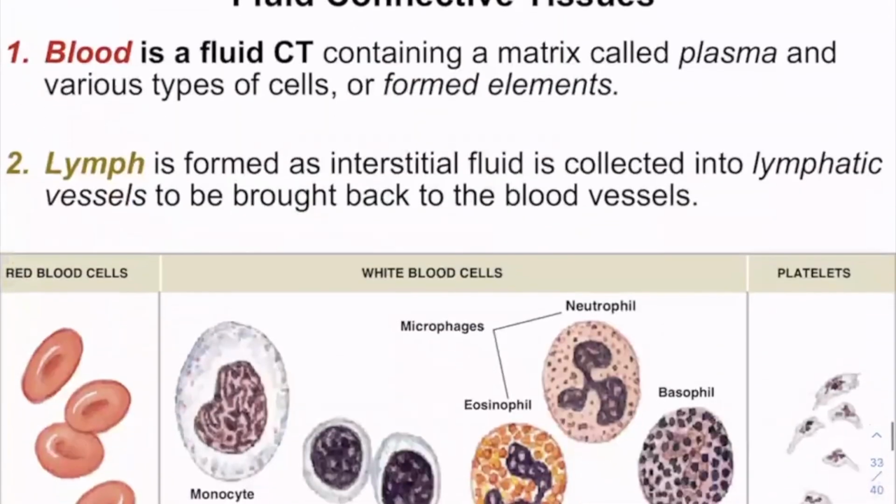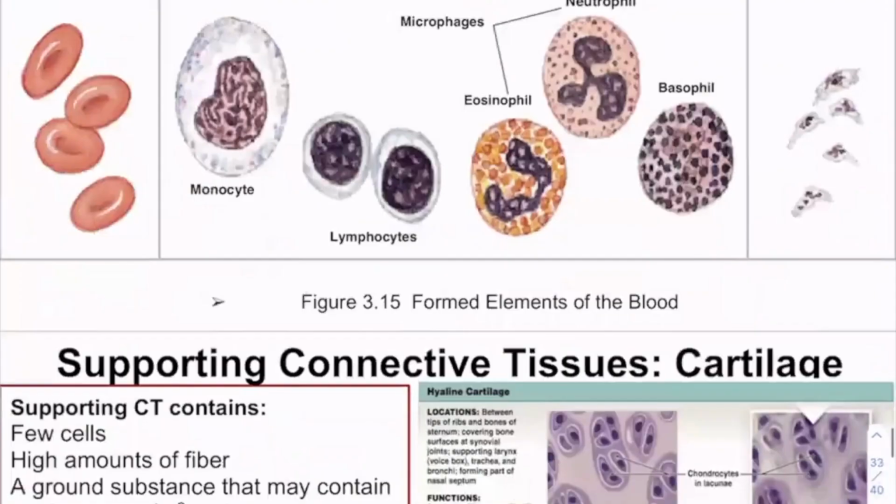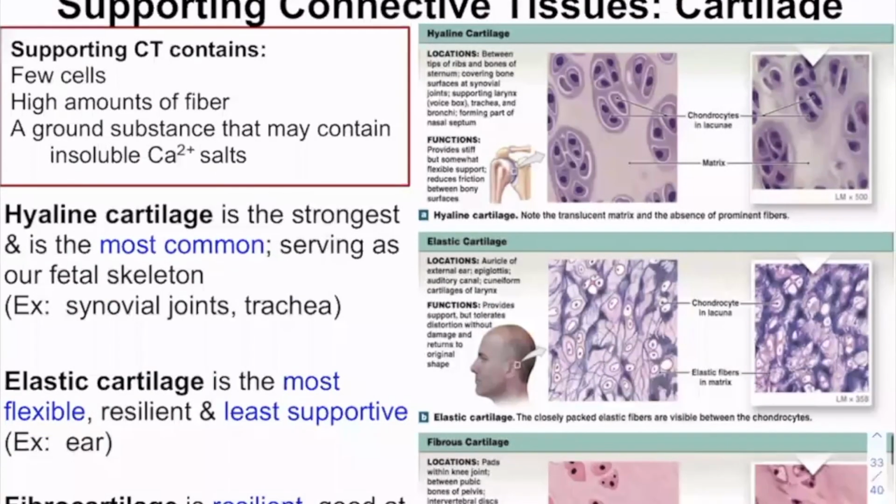Fluid connective tissue: blood and lymph. For obvious reasons, they are fluid, but they're dominated by cells that are produced in the skeletal bones, and so they are classified as a fluid connective tissue. Supporting connective tissues are the cartilages. So hyaline cartilage, this is the most common type of cartilage. Your bones actually start out as hyaline cartilage and slowly get replaced with bone matrix as you grow. So we refer to it sometimes as the growth plate, where there's still hyaline cartilage.